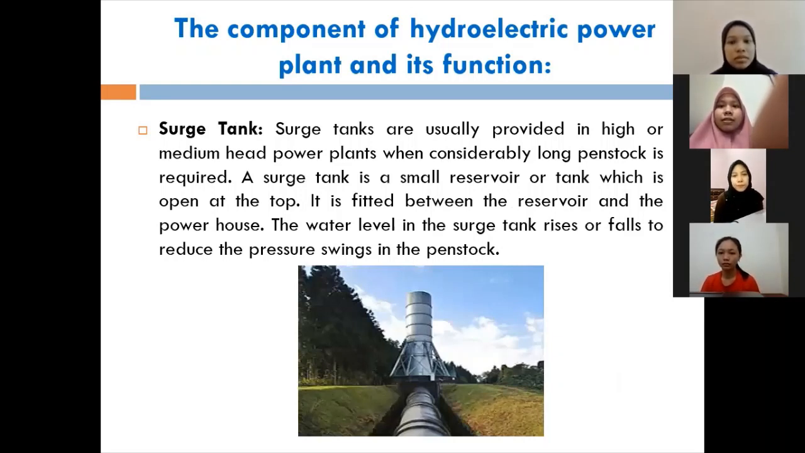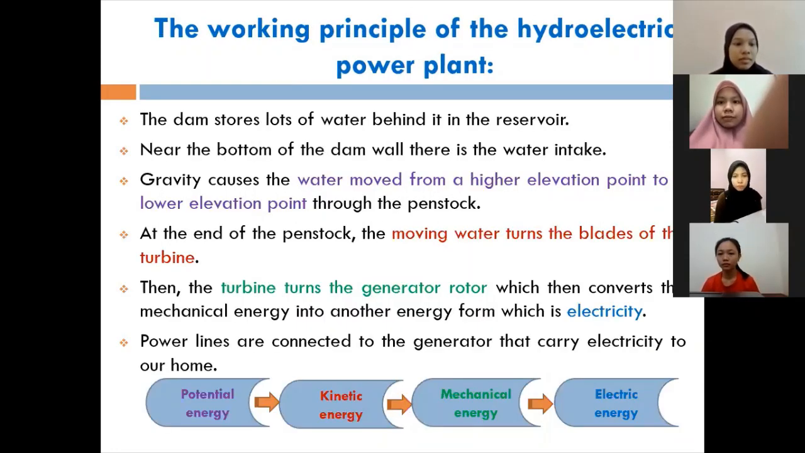Okay, next is the surge tank. Surge tanks are usually provided in high or medium head power plants when a considerably long penstock is required. A surge tank is a small reservoir or tank which is open at the top. It is fitted between the reservoir and the powerhouse. The water level in the surge tank rises or falls to reduce the pressure swings in the penstock. Next.